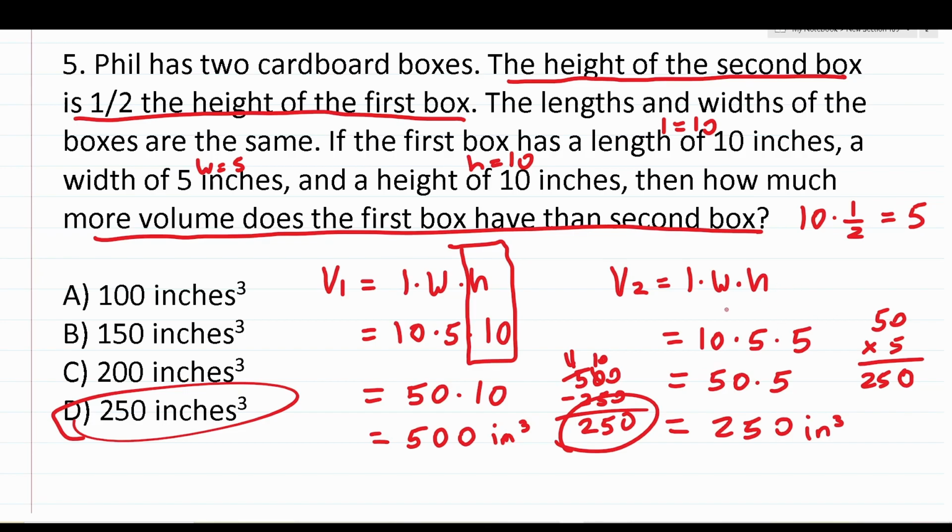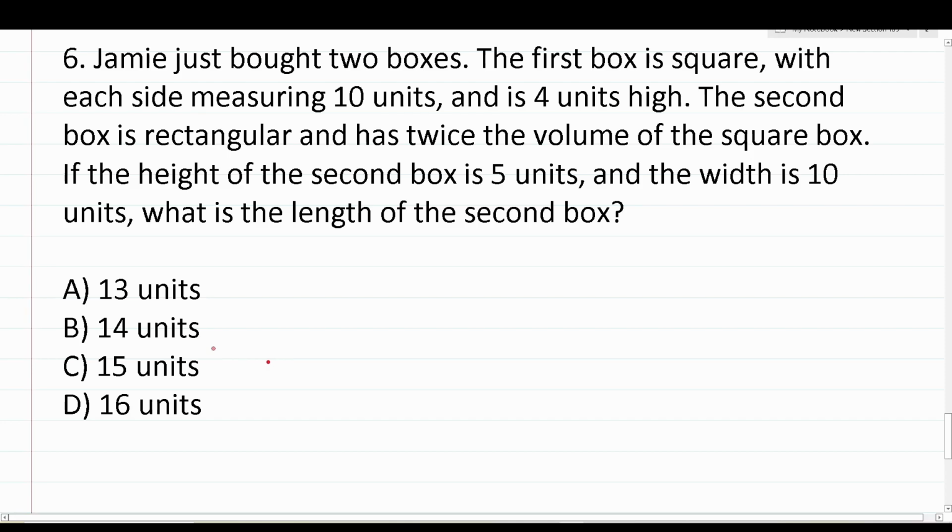All right, so number 6 says this. Jamie just bought 2 boxes. The first box is square with each side measuring 10 units and is 4 units high. The second box is rectangular and has twice the volume of the square box. If the height of the second box is 5 units and its width is 10 units, what is the length of the second box?